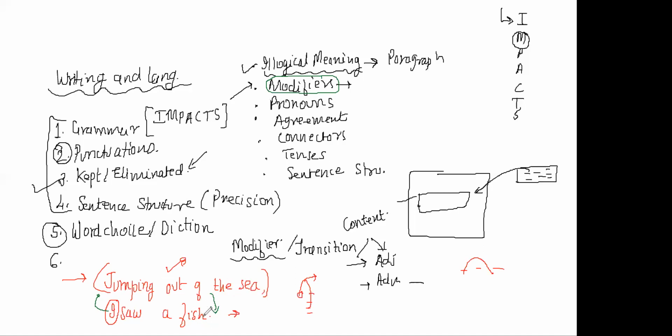Whenever there is a double dash or a double comma, we have to understand that this is a modifier. It's trying to modify the word just before that, and the placement of that word is important. Then there are pronoun related questions. There are two types of pronouns, singular pronouns and plural pronouns, and sometimes they mix that up.